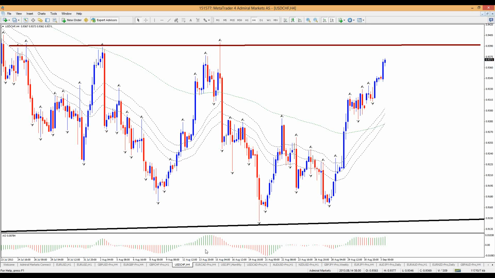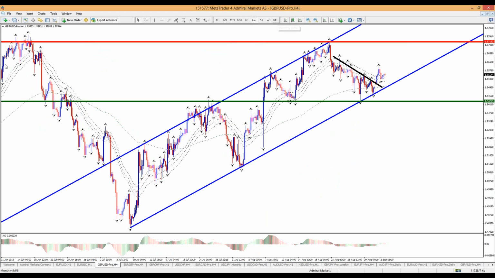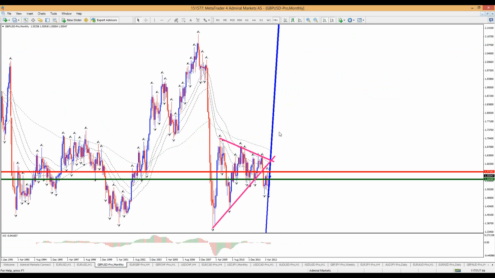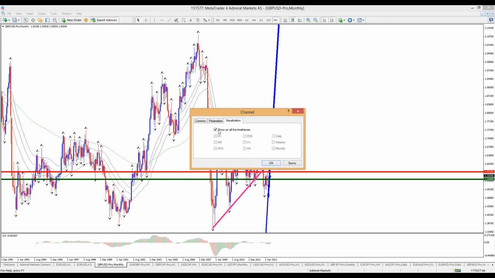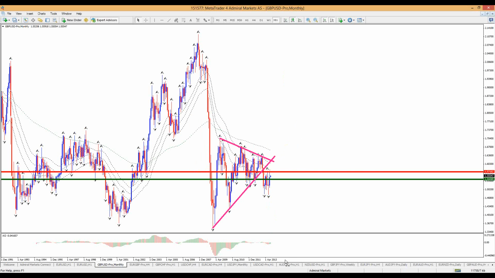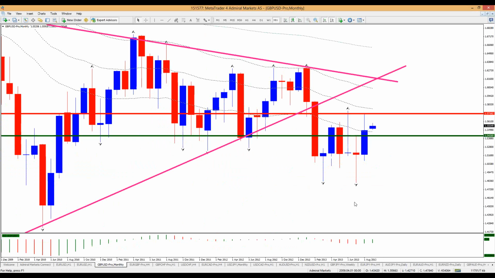So, other things on the list I had. We can take a look. Well, I have EuroCAD. Pound dollar. Maybe we can take a look at pound dollar. Pound dollar monthly didn't have a bearish. Let me make this. Start all the way from the top. We'll go from month all the way to the 1 hour.